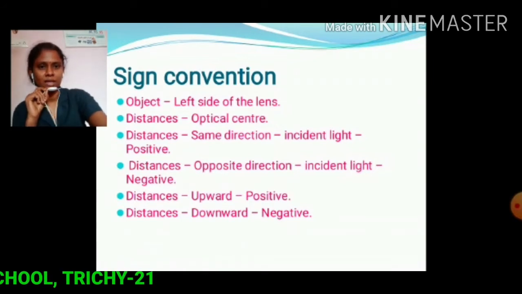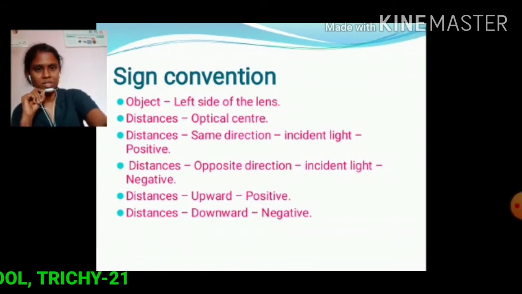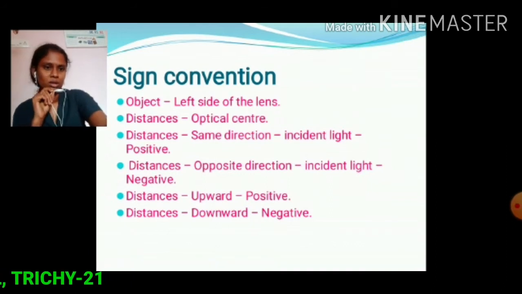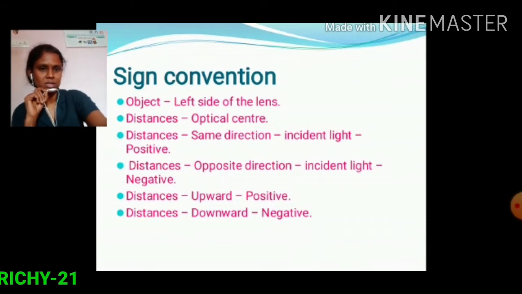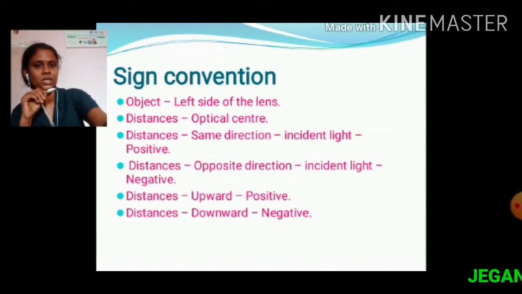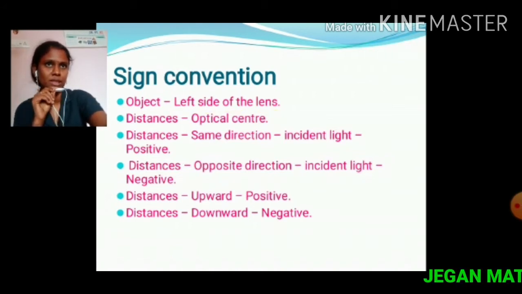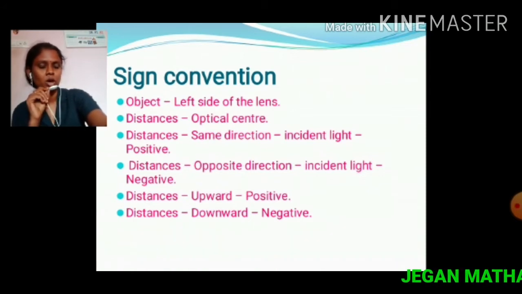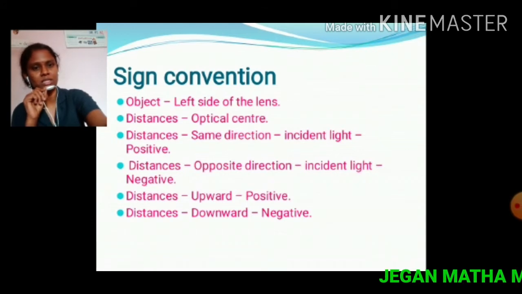Next, sign convention. Cartesian sign conventions are used for measuring various distances in the ray diagram of spherical lenses. There are 6 conventions. First one, the object is always placed on the left side of the lens. We know that when we draw the ray diagram, the object is placed on the left side of the lens.